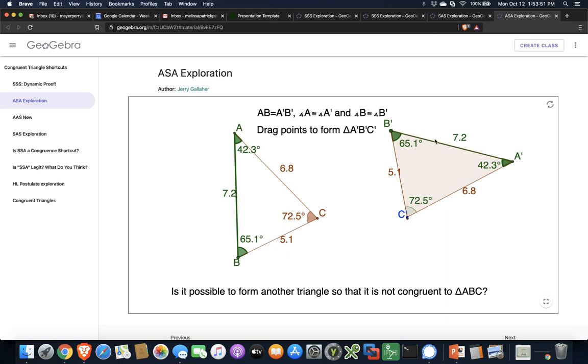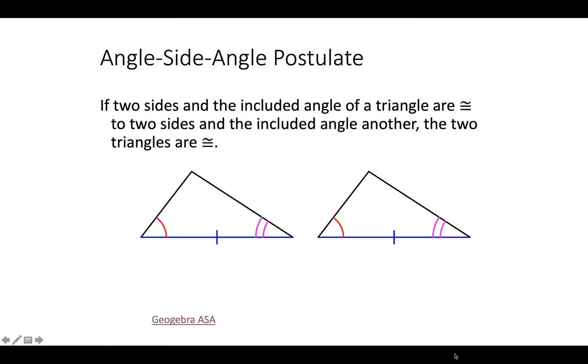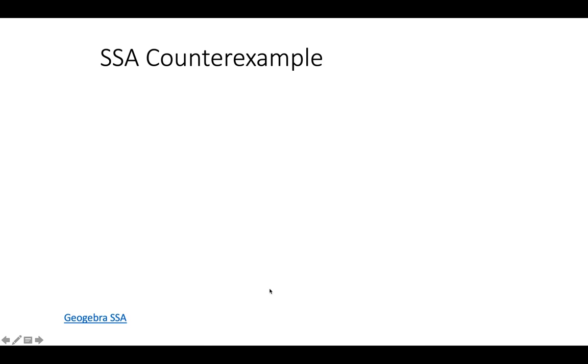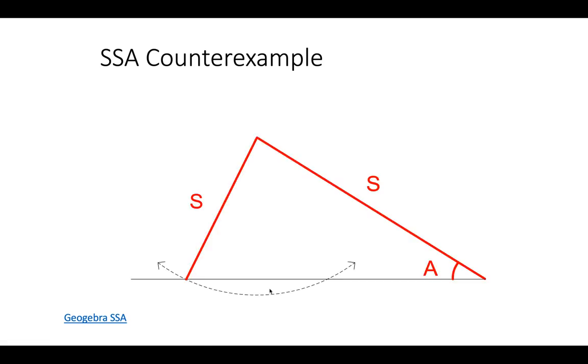And when I line them up, you can see that all the measurements are the same. Okay, so side side angle is not a congruence because we can make two different kinds of triangles here. So here I've got this given side and this given side and this angle, which is not between them, right? This is the non-included angle. And you can see that that one leg can move, okay?